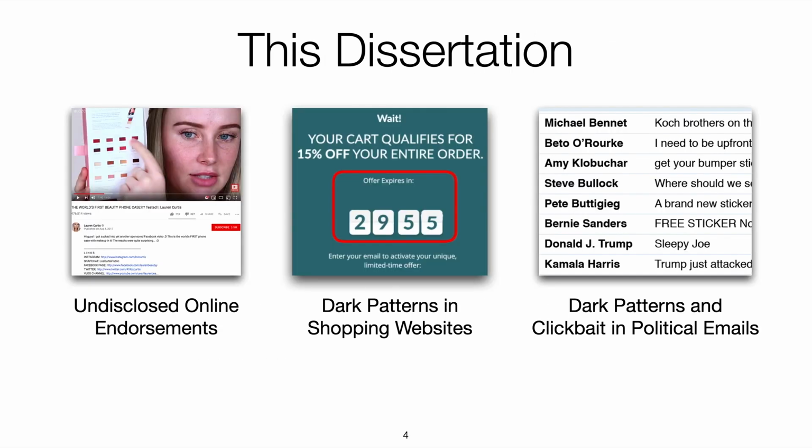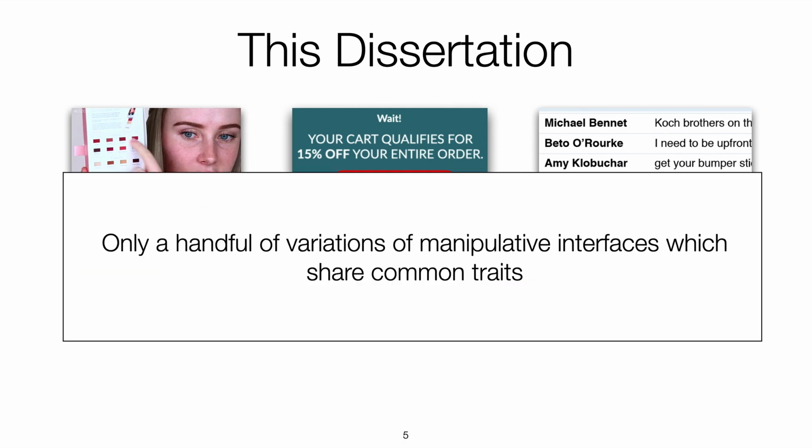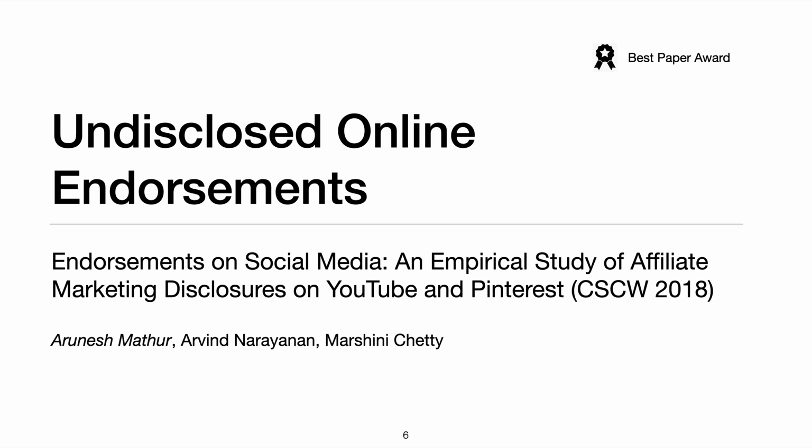I present case studies that characterize and quantify three manipulative user interfaces. My research shows that it is possible to characterize and quantify these interfaces because they share common traits. As a result, we can use web automation and machine learning methods to identify them at scale. In the first study, I examined the prevalence of undisclosed online endorsements.